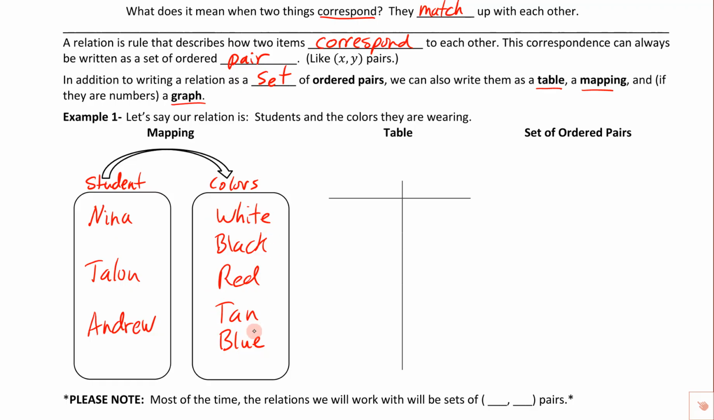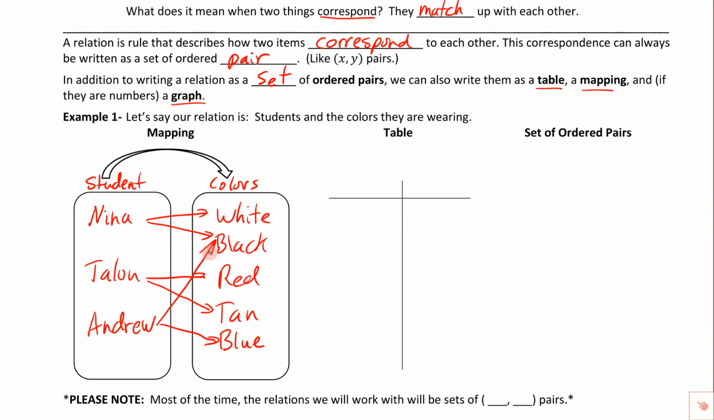And let's say that Nina is wearing a white top with black pants. So when we map this, all we're doing is drawing an arrow that shows what the correspondence is, shows this relationship here. So Nina is wearing a white top and black pants. Talon is wearing a red top and tan pants. And then Andrew is wearing a black top with blue pants. So if we've written this down as a relation and mapped this, we're mapping each student to the colors they're wearing.